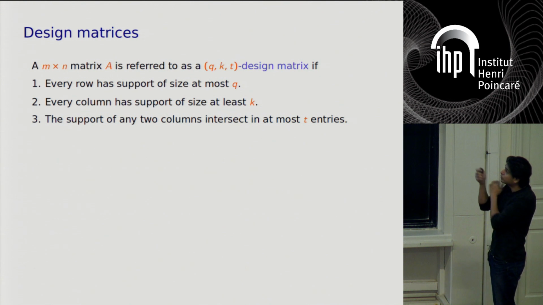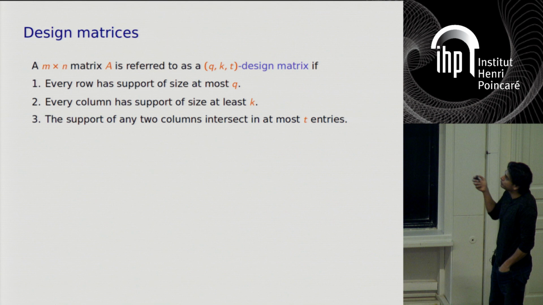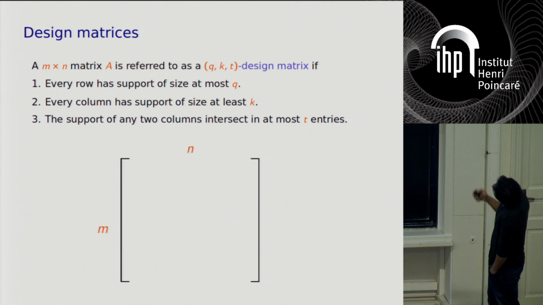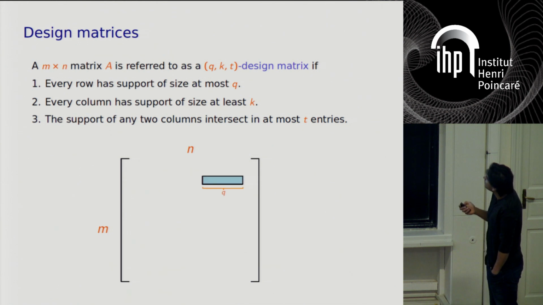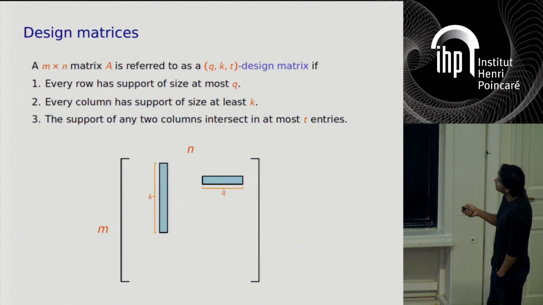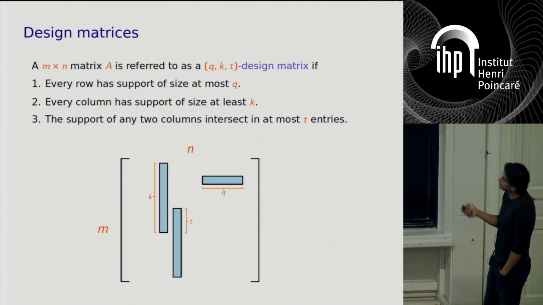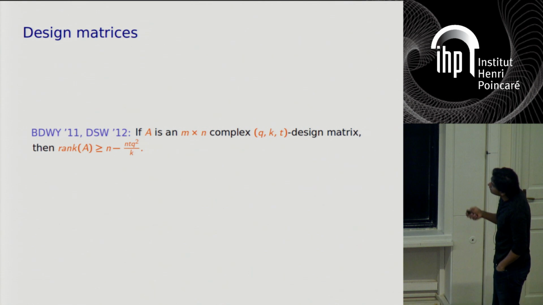Notice that we don't say anything about the values of the entries. We just care about the zero/non-zero pattern. So just based on this combinatorial information, we can get a pretty good bound on the rank. Here's an illustration: I have q non-zeros in every row, k in every column, and any two columns intersecting in at most t entries. Then we can get this rank bound on the matrix.